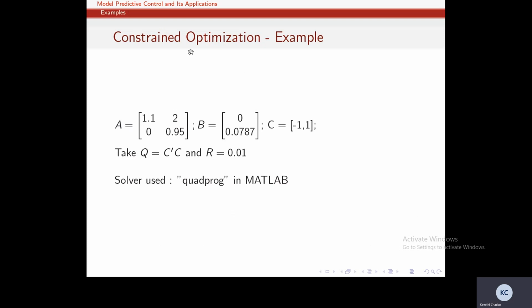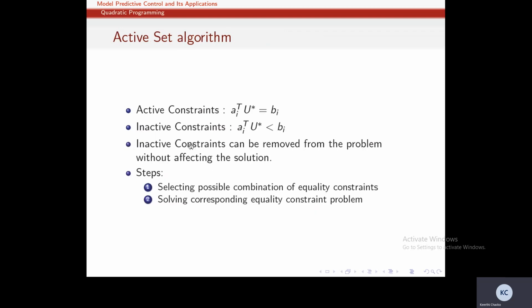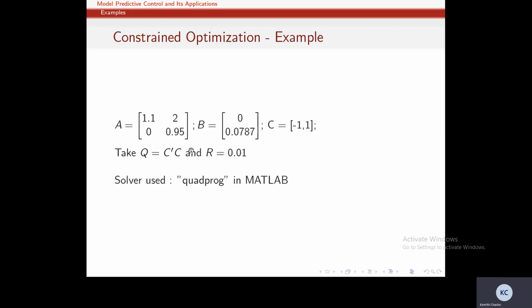Now we solve an example of a constrained optimization problem. These are the system matrices, and we take Q equal to C transpose C and R equal to 0.01. There are plenty of solvers for this constrained optimization problem. We'll use the quadratic programming function in MATLAB, which gives us the freedom to use any of these solvers. There is an option of using the active set algorithm or the interior point algorithm, and there are two more options for solving the optimization problem.